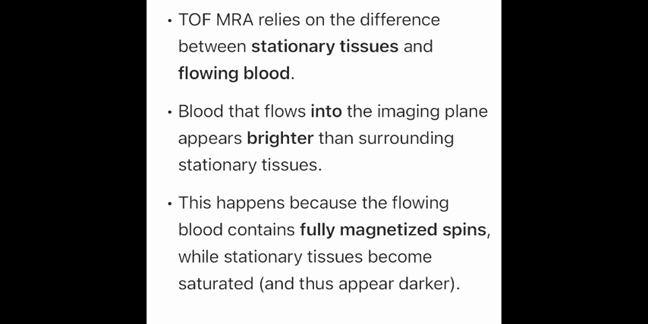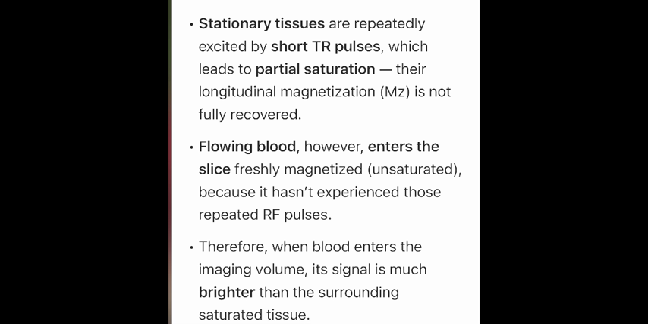So I am explaining step by step the physics of the TOF sequence. Firstly, saturation of static tissue. The imaging slice is repeatedly excited by RF pulses. Stationary tissue within the slices becomes saturated, reducing its signal, so it appears darker.